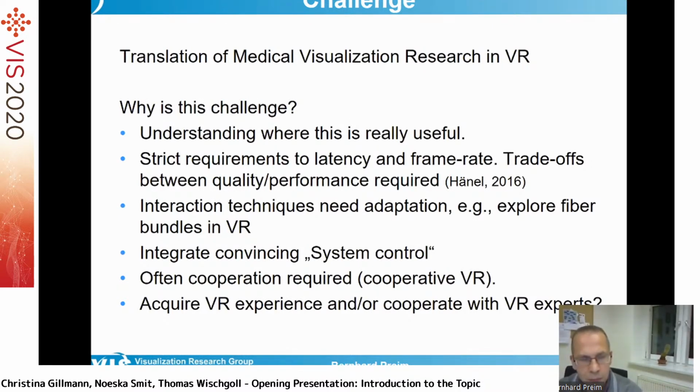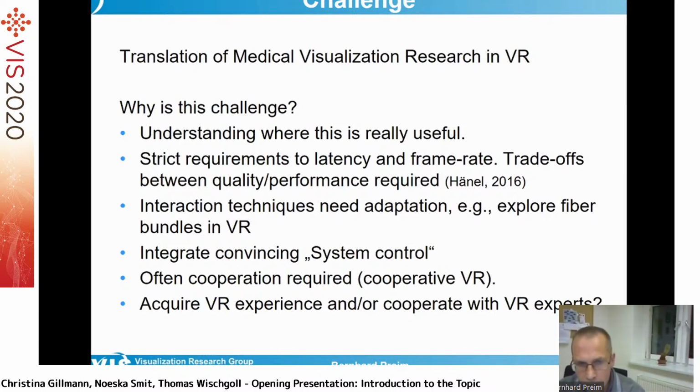Christina asked me I should talk about challenges. So I try to do this now. The first challenge is, of course, where is this combination really useful? Not everything that is feasible to do in immersive VR really is justified and makes sense.